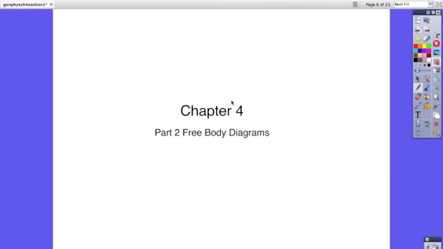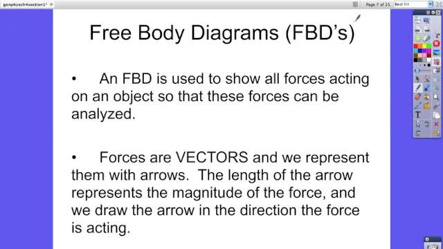Continuing our discussion of forces, this is the second video on free body diagrams. A free body diagram is a way that we can visually represent all of the forces that are acting on an object so that we can analyze these forces. What really matters is not a single force acting on an object, unless that's the only one, but the total of all the forces. And when the problems get more complicated, it's very helpful to have a diagram that shows us all the forces and the directions that they're acting.